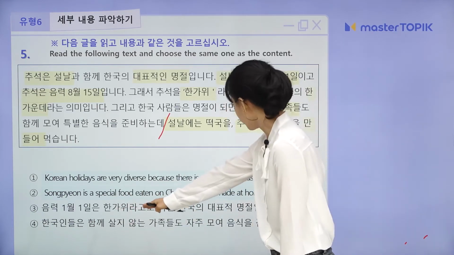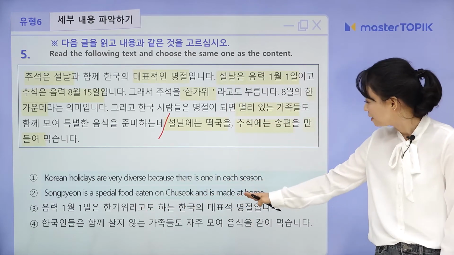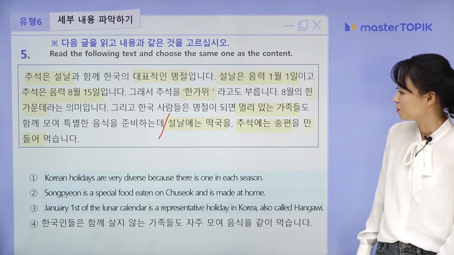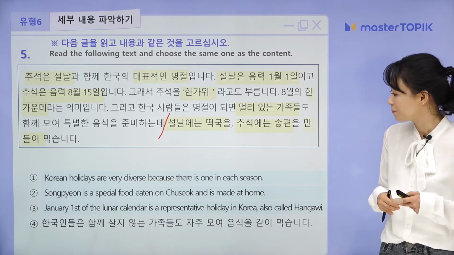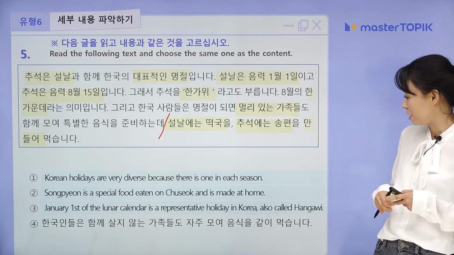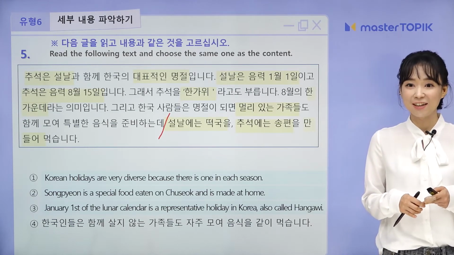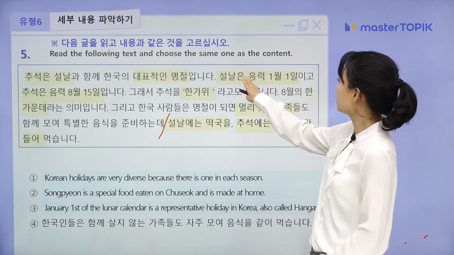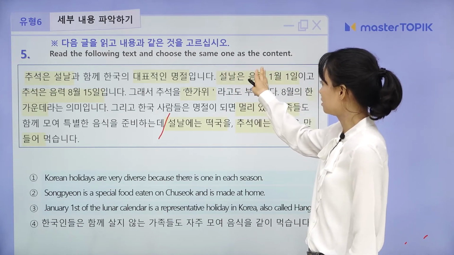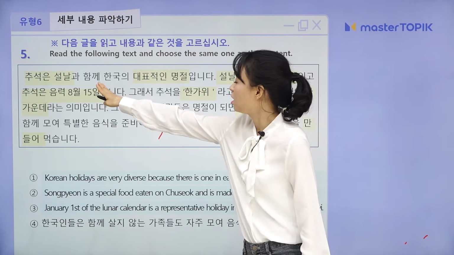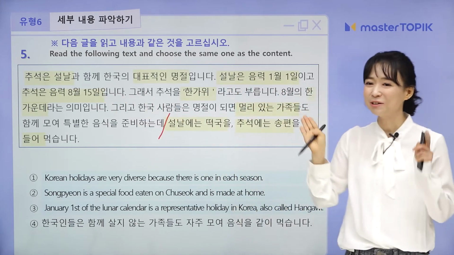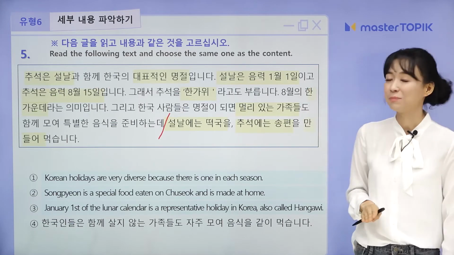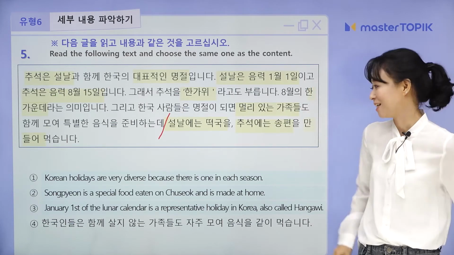Let's check the number 3. 음력 1월 1일은 한가위라고도 하는 한국의 대표적 명절입니다. So, January 1st of the lunar calendar is a representative holiday in Korea, also called 한가위. Is it true? Well, 음력 1월 1일, it's New Year's Day, 설날. 추석, it's August 15th. So, it's not true. 한가위 is for 추석. Yes, so number 3 isn't the answer.